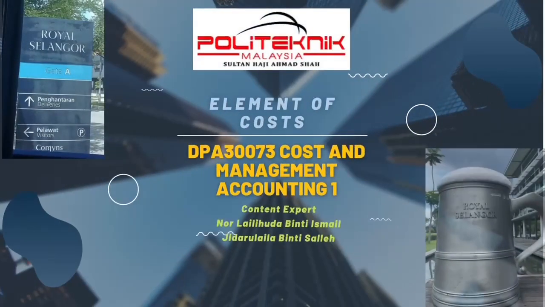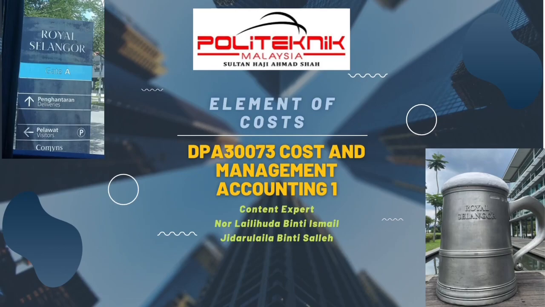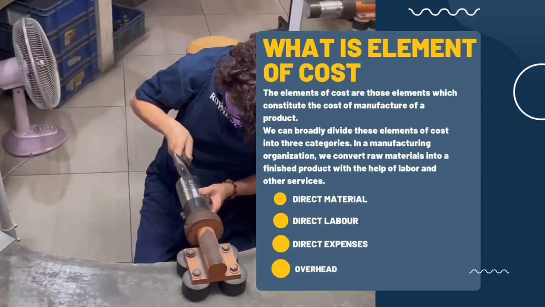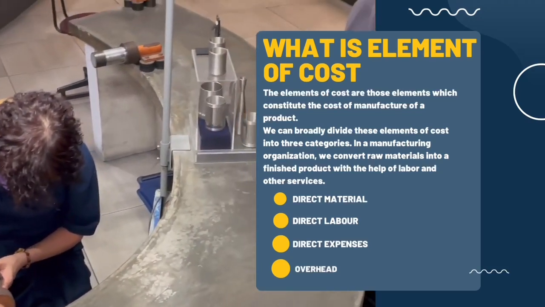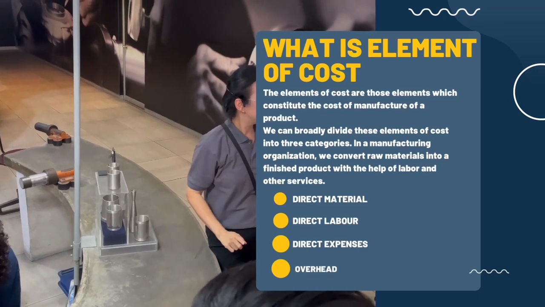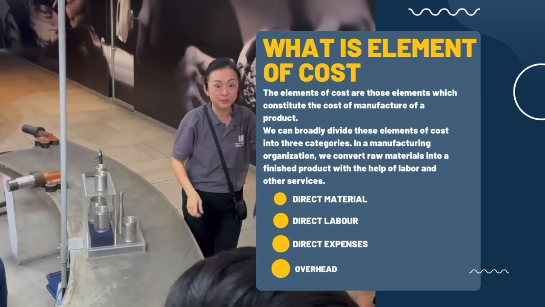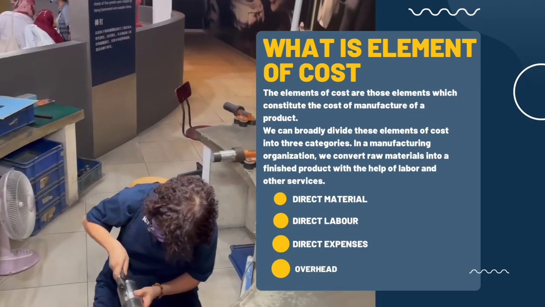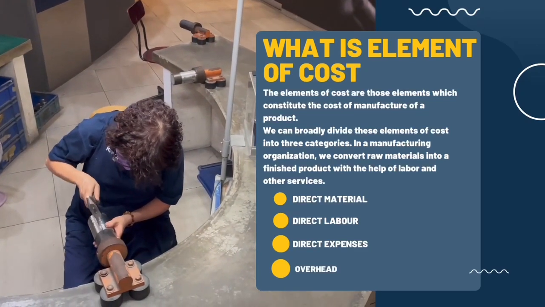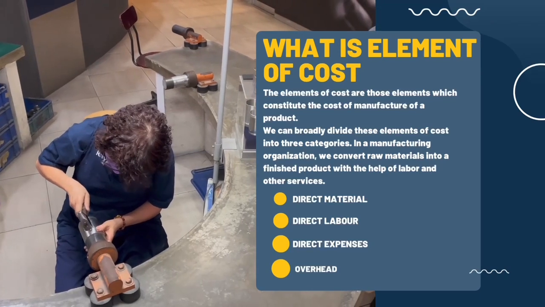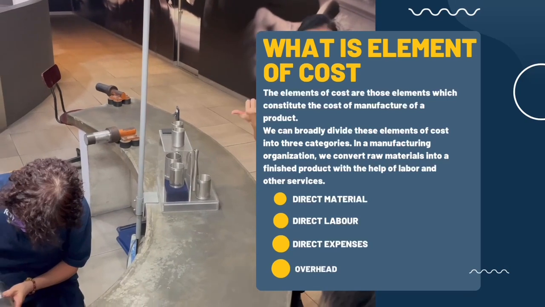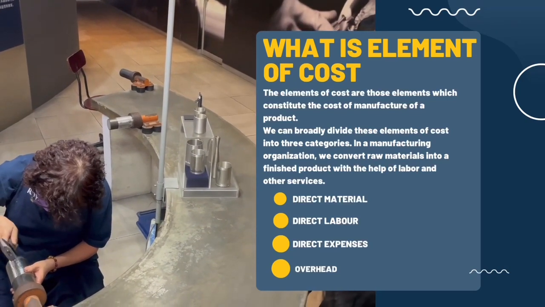Hi everyone, today we will learn about element of cost. What is element of cost? Element of cost are those elements which constitute the cost of manufacture of a product. We can broadly divide this element of cost into three categories such as direct material, direct labor, and direct expenses. In a manufacturing organization, we convert raw materials into a finished product with the help of labor and other services.